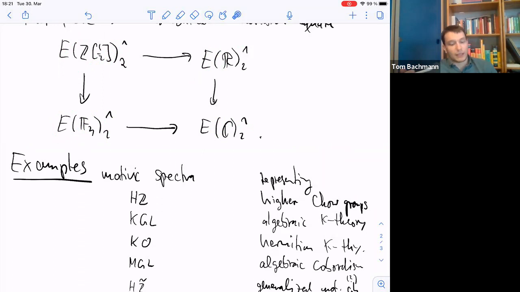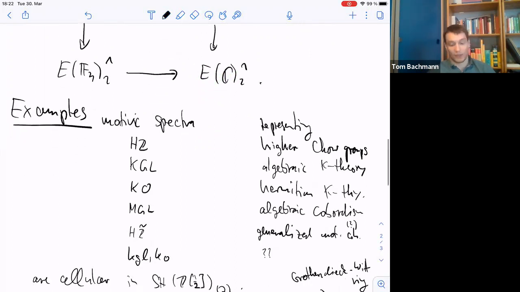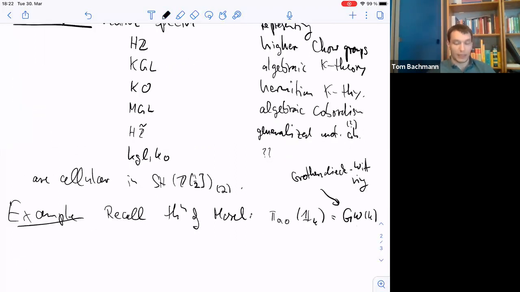But also, in fact, you can work out what happens rationally, because by the work of, I suppose, Morel and Déglise-Fasel, we can relate things to rational algebraic K-theory, and somehow to the real spectra of these guys. So you can work out everything rationally, at least in weight 0. And there you also find the expected answer.